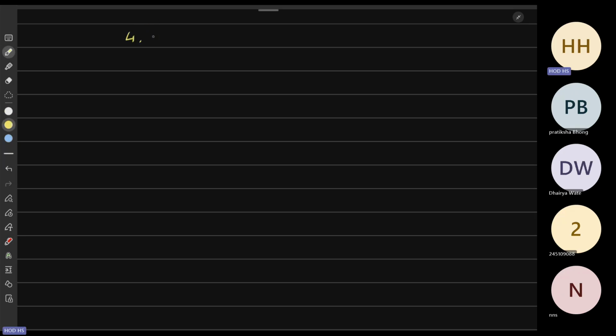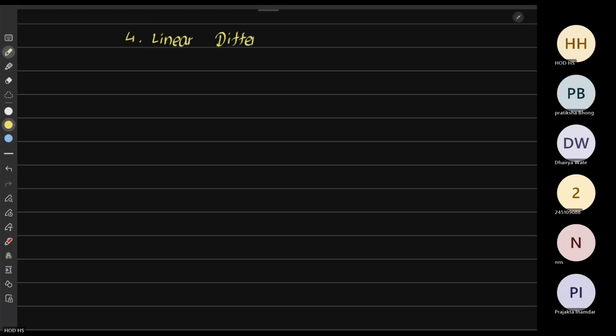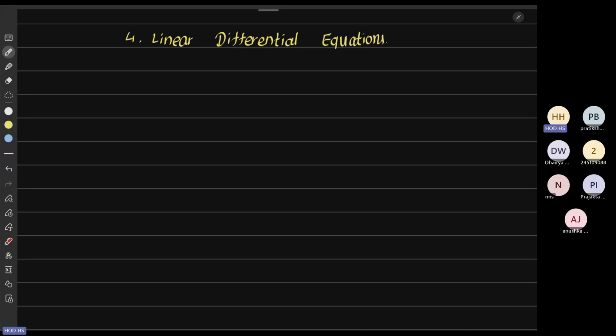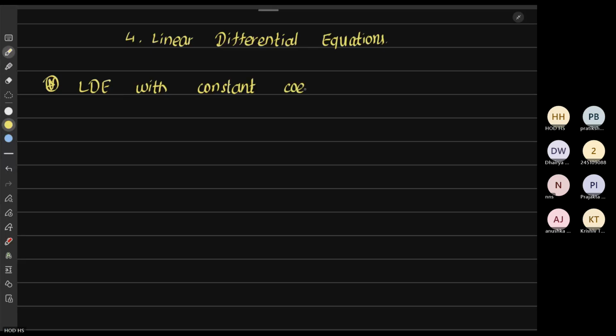So we are going to revise the whole chapter. Chapter number 4, linear differential equations. We are going to focus only or majorly on linear differential equations with constant coefficients.